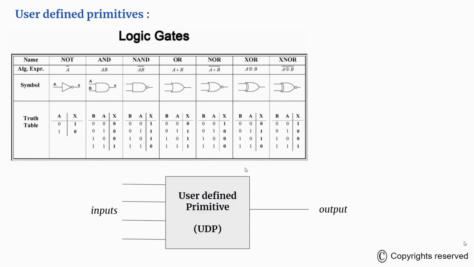So suppose we have a black box and we know how its output is related to its inputs from a truth table, which is not an already existing gate. Now we are trying to make our own primitive, our own gate, which has one output and a certain number of inputs. Let's see how to do this in Verilog.